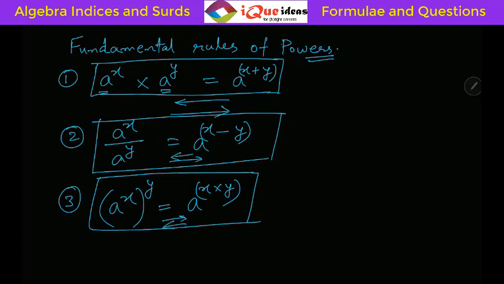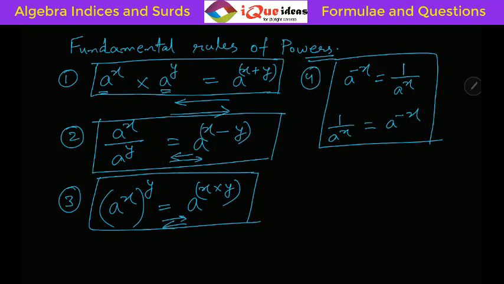So a raised to x into a raised to y is equal to a raised to x plus y. A raised to x upon a raised to y, it will be a raised to the power x minus y. A raised to x whole to the power y, it is a raised to the power x into y. Alright. Now let's see further. One more rule, which we have already used, but I'll write it here. A raised to minus x is equal to 1 upon a raised to x. Similarly, 1 upon a raised to x, if it goes in the numerator, it will become a raised to minus x. Right? So this is one thing that you need to understand.